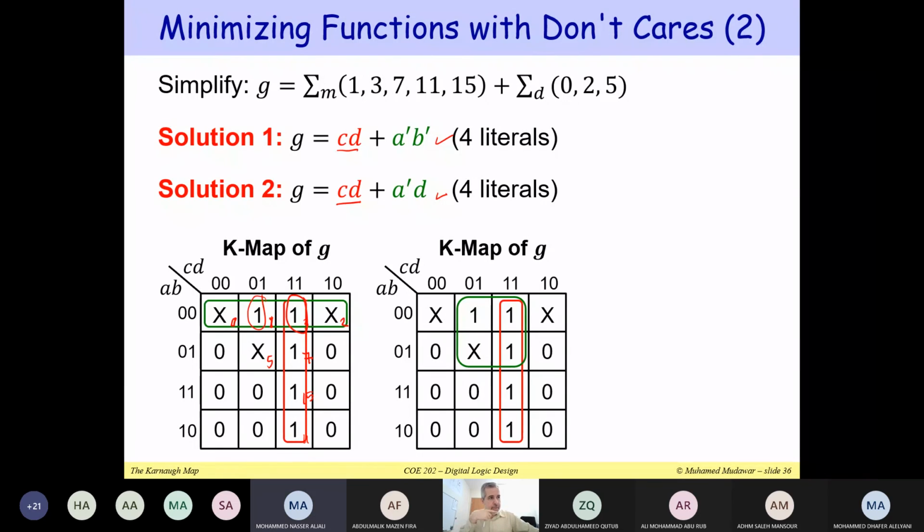Yes or no? Yes, doctor. They are. Right. They are equivalent. In solution number 1, what was minterm?